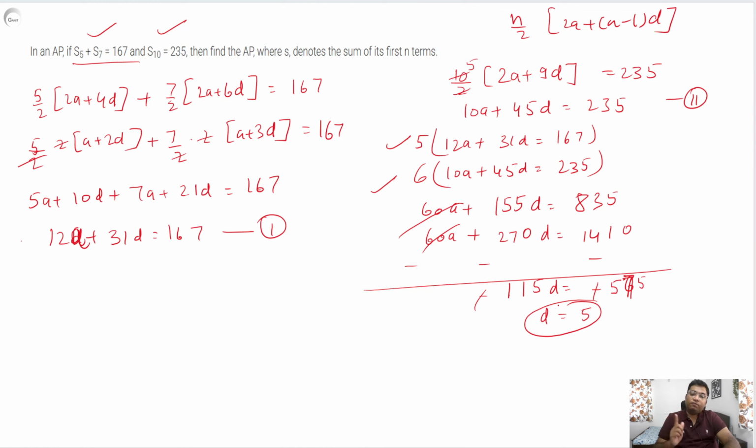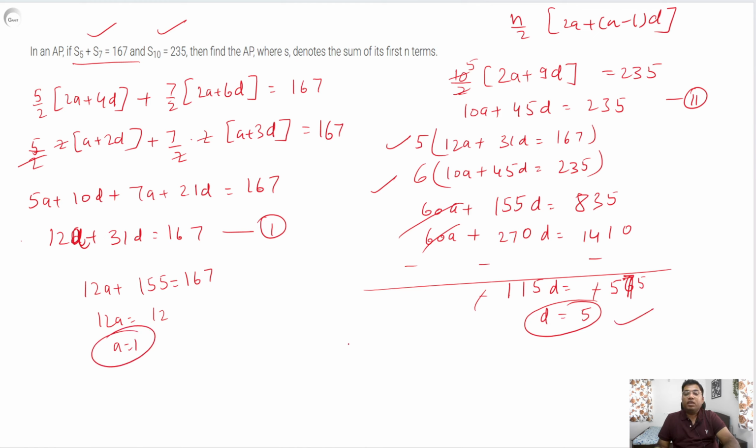Once I have the value of D, I'm going to get the value of A. So 12A plus 5 ones are 5, 5 threes are 15, 155 equals 167. 12A equals 12. So A equals 1.